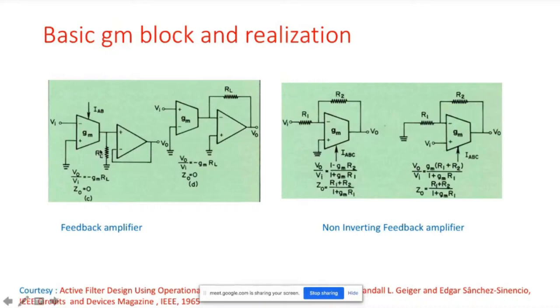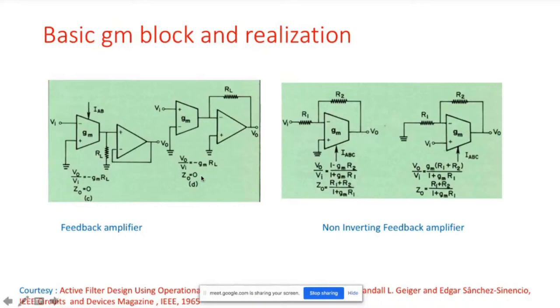So you have V naught by V1 equal to minus GM into RL, the same V naught by VI. So you have an output impedance going to be zero, that is, whatever output impedance is seen at the op-amp node is very, very small. So you are making the output impedance zero. Similarly here, I can use a simple feedback. Similarly, a non-inverting feedback amplifier.